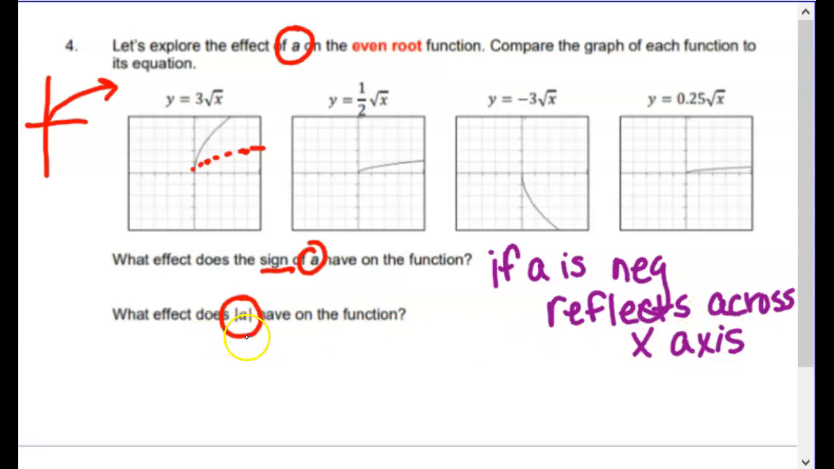All right. And the absolute value of a, which means ignoring the sign, what did a 3 versus a 1/2 do? Does anybody know what that would be called? Yes, it is a vertical stretch. Okay? It is stretching the graph up and down. It's hard to tell because there's not really points side to side, but it didn't change the point at the origin. It just is a vertical stretch or shrink.